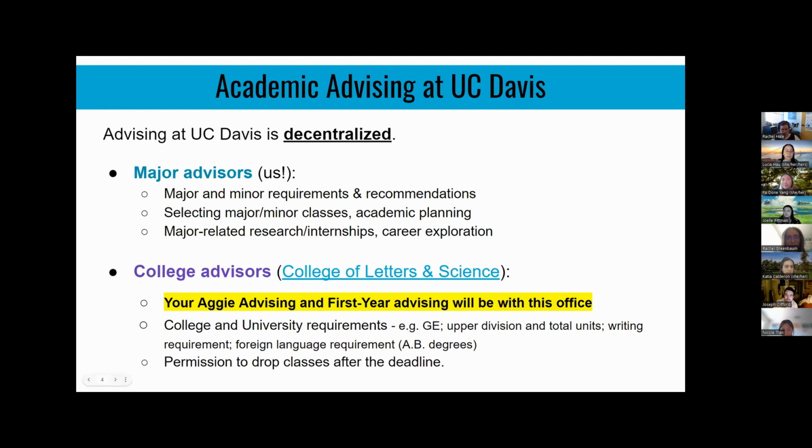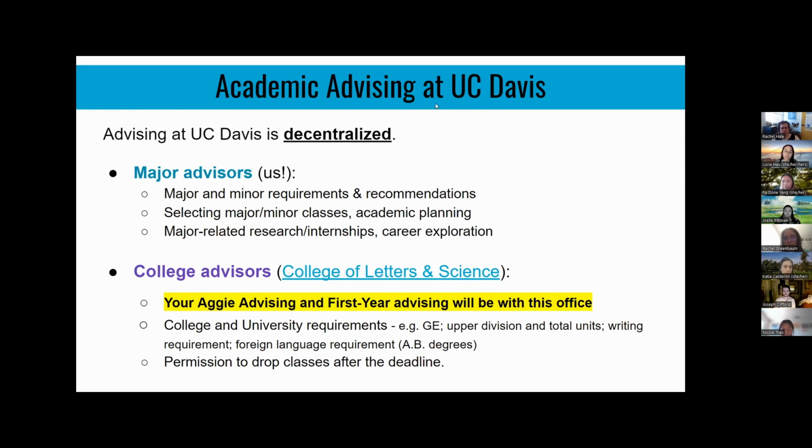All right, next slide. For academic advising at UC Davis, what's unique is it's decentralized, which means that you're going to be meeting with 2 different advising departments. The first is your major advisor, which is us. We address any major and minor requirements and recommendations. We also help support with selecting major and minor classes and academic planning. And we also help support navigating major related research or internship opportunities, as well as career exploration.